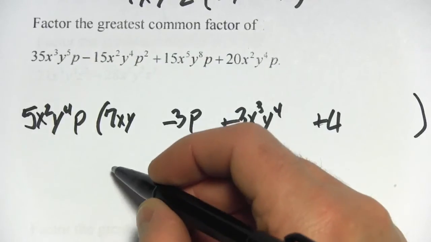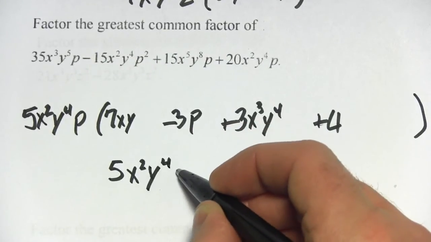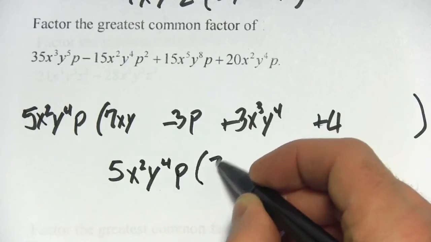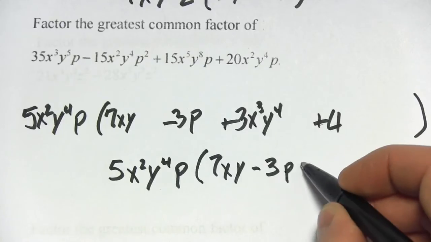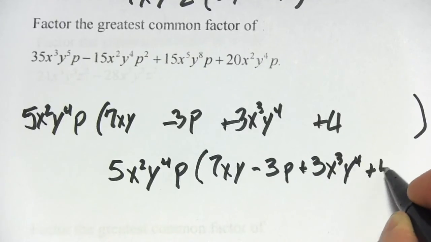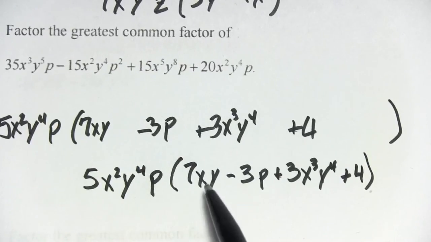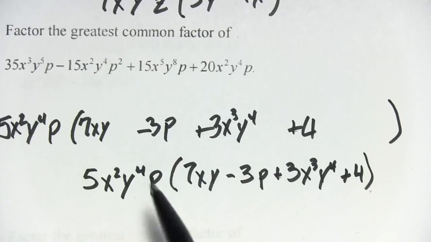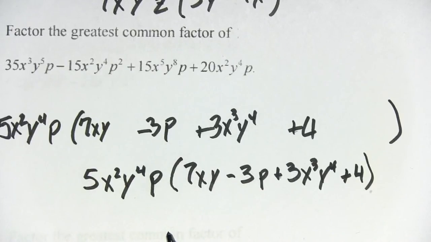Let me just rewrite it really quickly. 5x squared, y to the fourth, p, times 7xy minus 3p plus 3x to the third, y to the fourth, plus 4. So that's our answer. And if you were to take this and multiply it through by each of these terms, you would, if we did it right, get what's up at the top there. So that's a little bit of work with finding the greatest common factor.